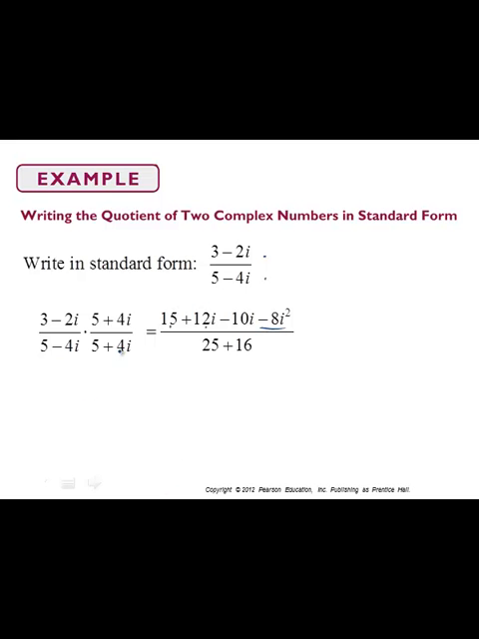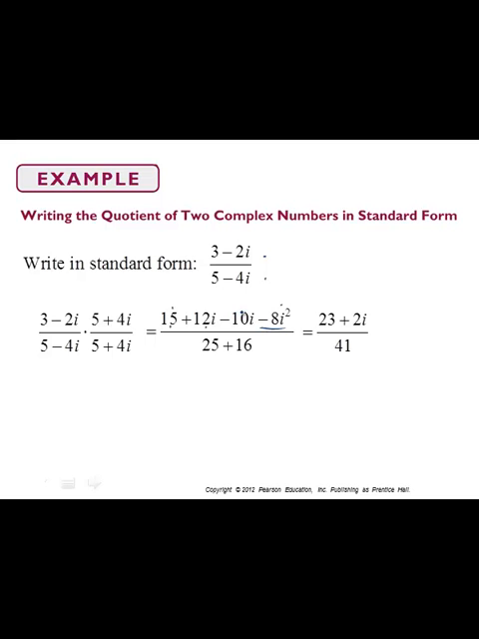In the denominator, we have 5 squared plus 4 squared, which is 25 plus 16. That'll be 41. So going through and simplifying, in the numerator, we have 15 plus 8 is 23.